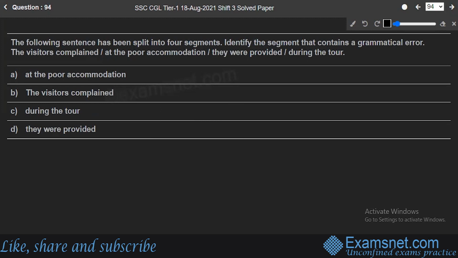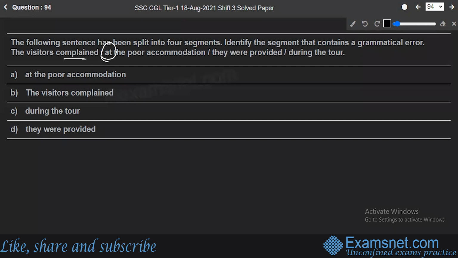The following sentence has been split into four segments. Identify the segment that contains a grammatical error. Let's read the sentence. The visitors complained at the poor accommodation they were provided during the tour. This given sentence seems incorrect at this preposition. The preposition at is used for expressing location or arrival in a particular place or position.